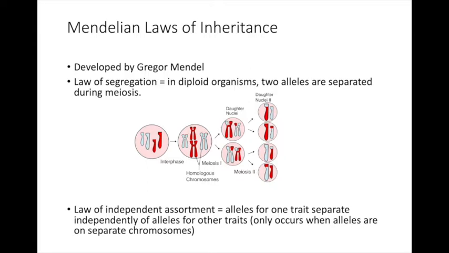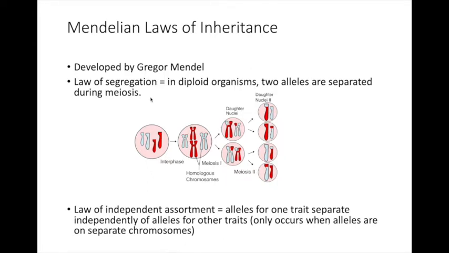The tongue rolling allele is not linked to the brown-eyed allele. They would each randomly assign themselves to a gamete. But this really does not occur in all cases. It only occurs when alleles are on separate chromosomes.